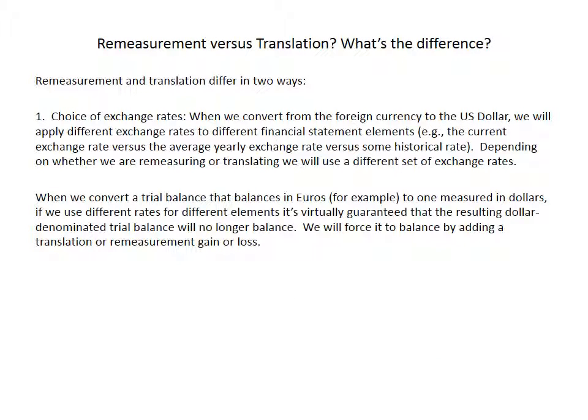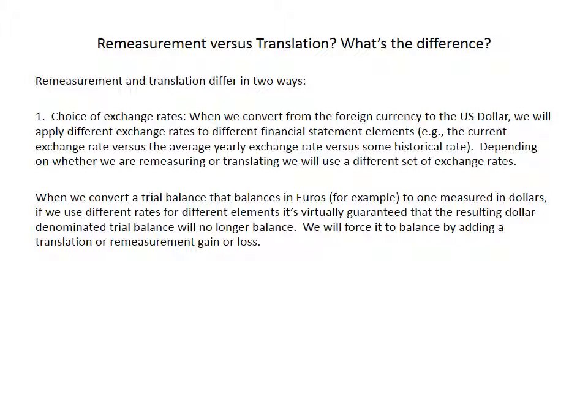Now, remeasurement and translation differ in two ways. First is going to be the choice of exchange rates. When we convert from the foreign currency to the US dollar, we're going to apply different exchange rates to different financial statement elements. Assets might get one rate, equity accounts a different rate, revenue accounts yet a third rate. For example, we might use the current exchange rate versus the average rate over the course of the year versus some previous historical rate. Depending upon whether we are remeasuring or translating, we're going to use a different set of exchange rates for the different financial statement elements.